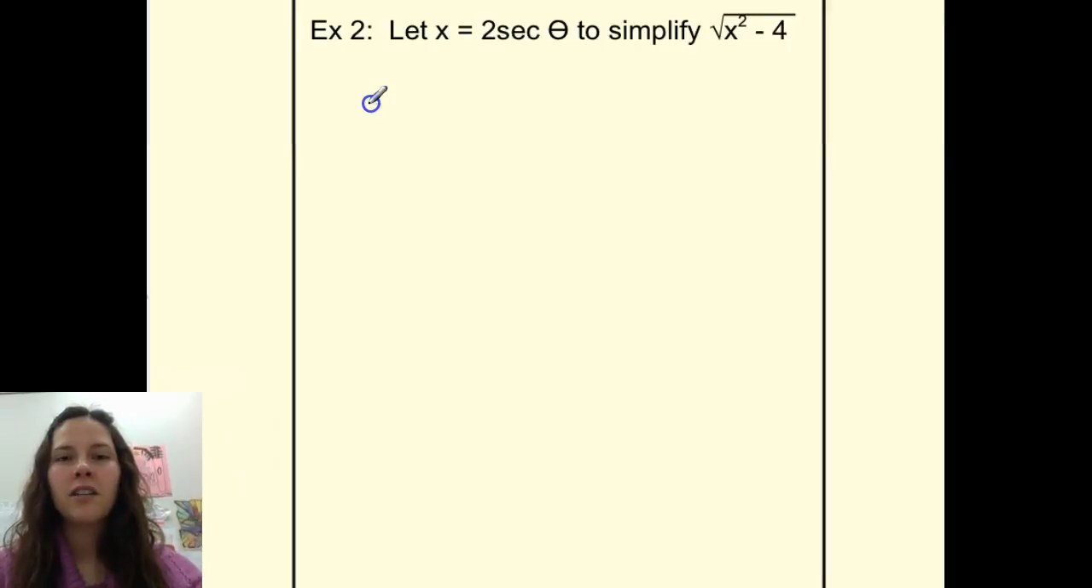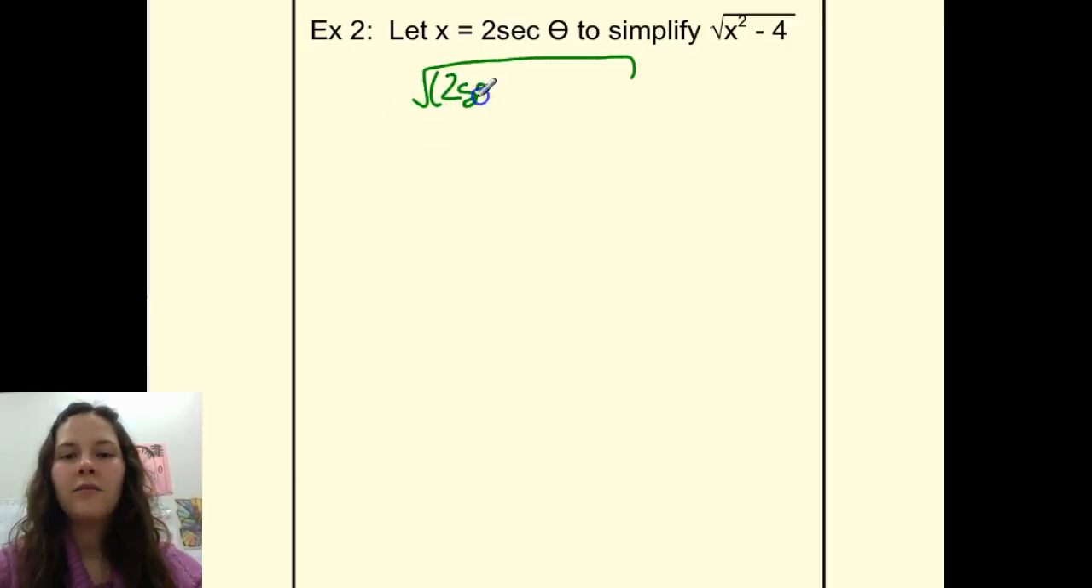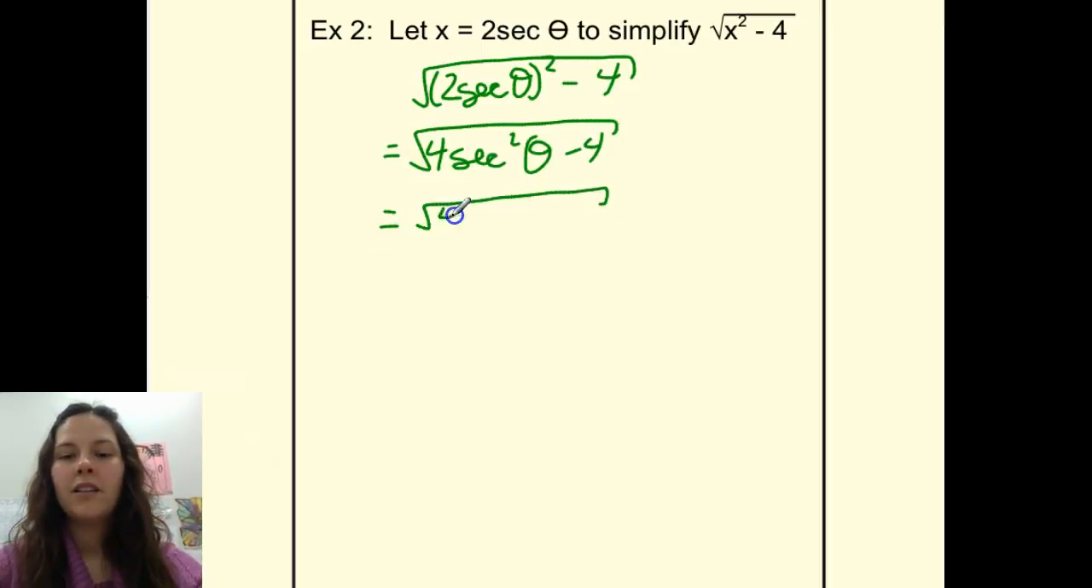We're going to run through a similar process a couple more times. So our next one, we have replacing x with 2 secant theta, and then subtract the 4, squaring the 2 and the secant. Again, we have a 4 we're going to factor out, leaving us with secant squared minus 1. Pythagorean identity, secant squared minus 1 is tangent squared. And then we can take the square root of each piece. The square root of 4 is 2, and the square root of tangent squared is tangent.